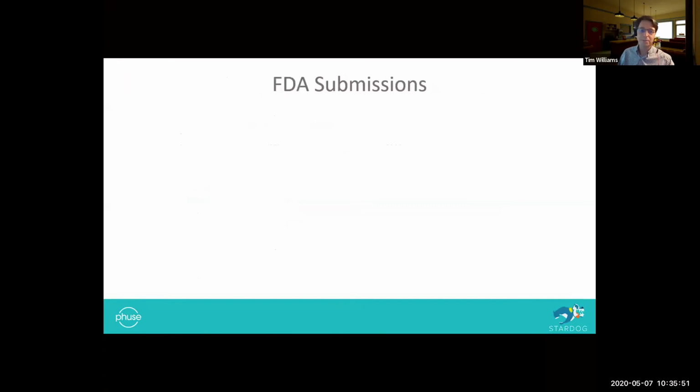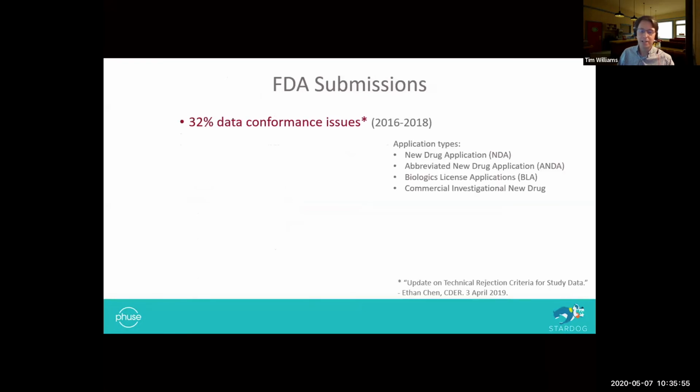Why did we start this project? We see a great opportunity for improvement and collaboration. A recent retrospective study at the FDA looked across various types of submissions from 2016 to 2018. They found that 32% of submissions had data conformance issues. That does not mean that the submission was rejected, just that there were issues identified in the data.